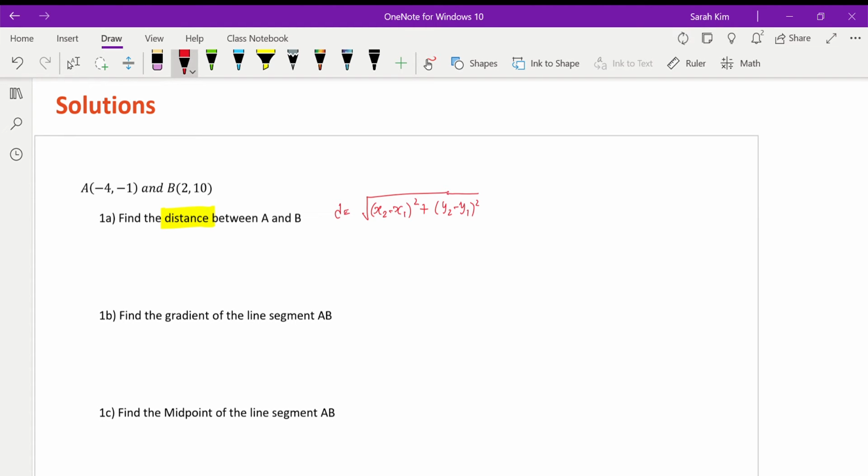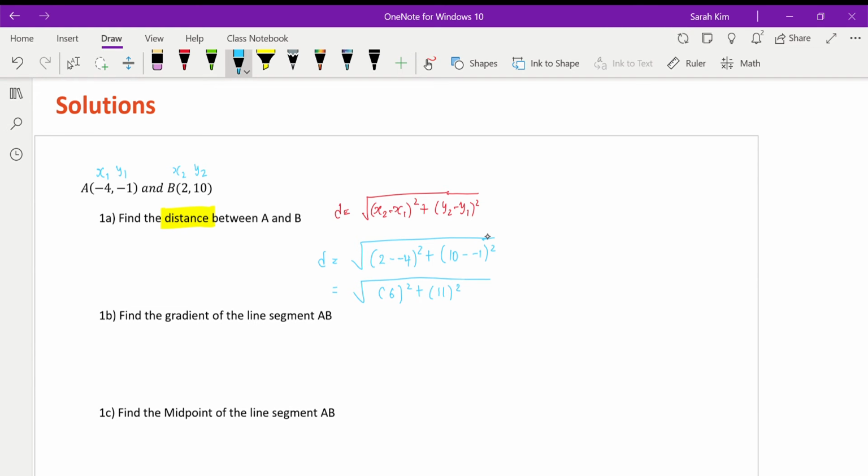That will be on your equation sheet as well on the test, so don't worry too much about remembering, but you need to understand how to actually do the question. First step is easy, always label it x1, y1, x2, y2, and then just sub it in. D equals the square root of (x2, so 2 take x1, minus 4), squared plus (y2, which is 10, take minus 1), squared. Right, so that will be 2 plus 4, which is 6, and 10 plus 1, which is 11.